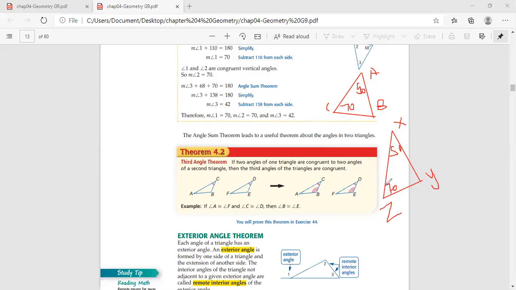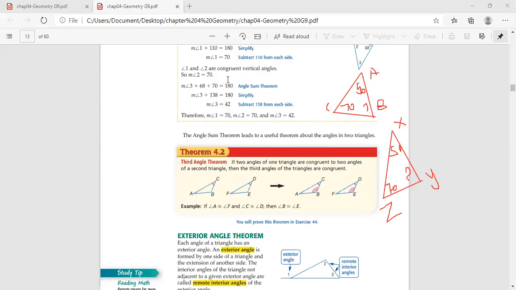What is the measure of angle B? How can we find the measure of angle B? And in the other triangle, what is the measure of angle Y?